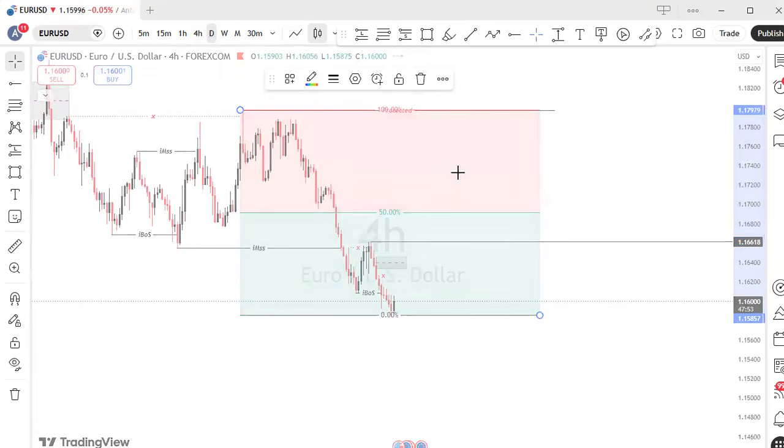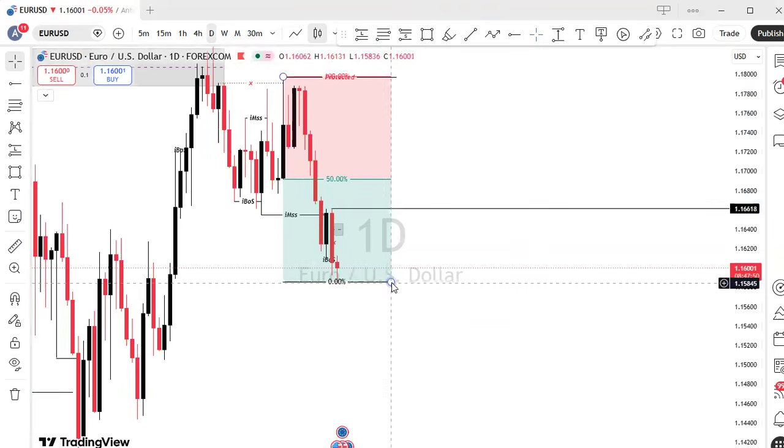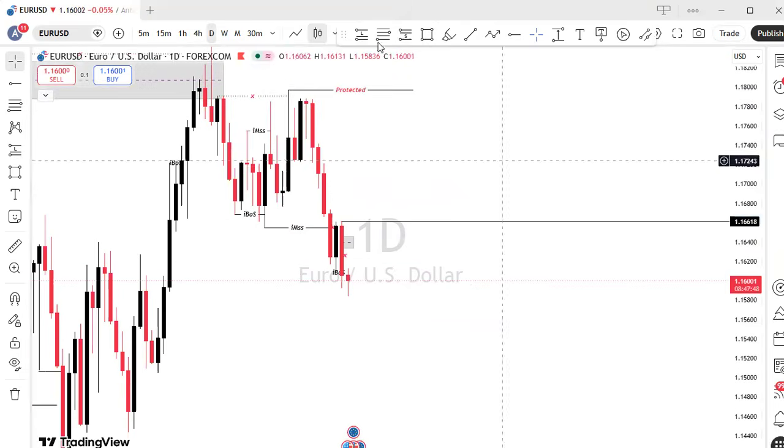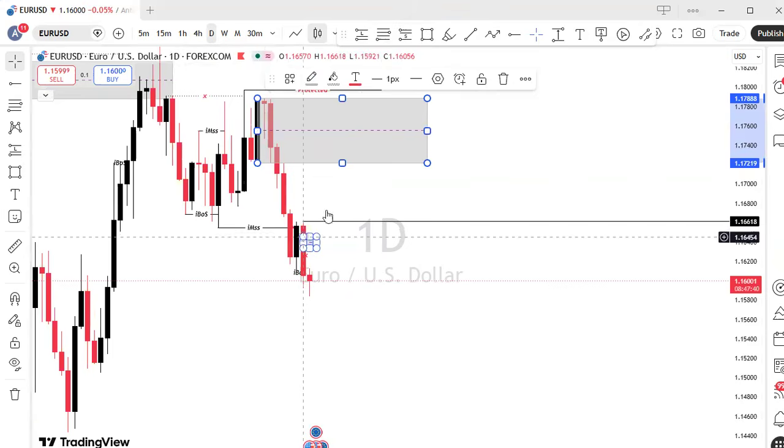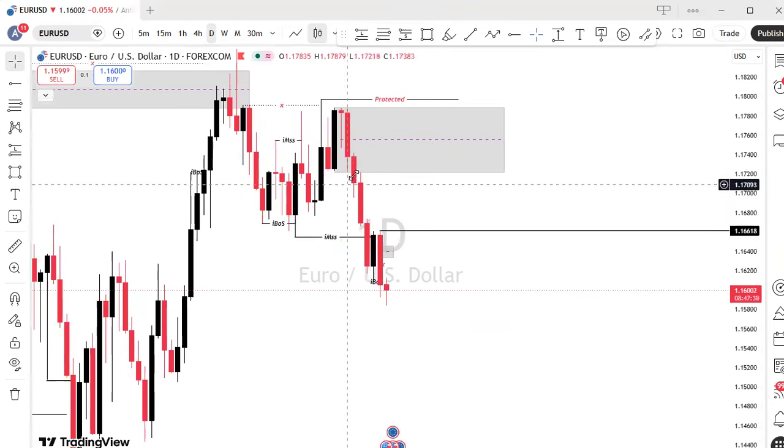So if I go to the daily, I want to mark my point of interest from the daily time frame. If I have to mark my order block, this becomes my order block: the last buy candle before the sell that came and broke this low, or gave you a change of character here to the downside. So this is my order block, right?